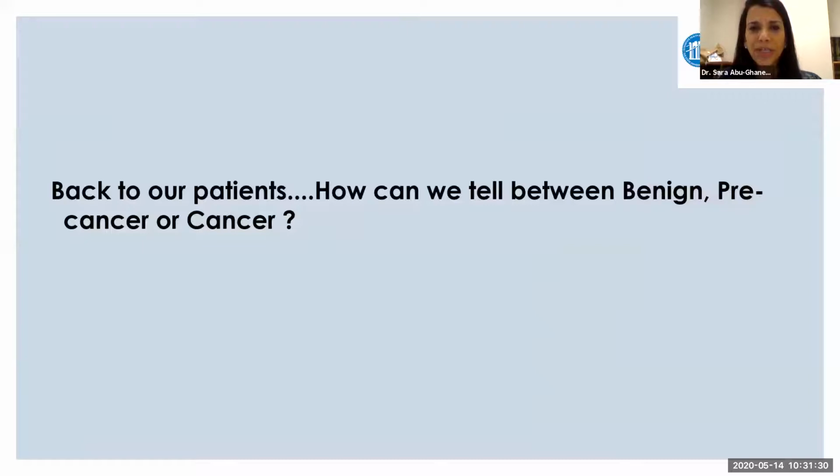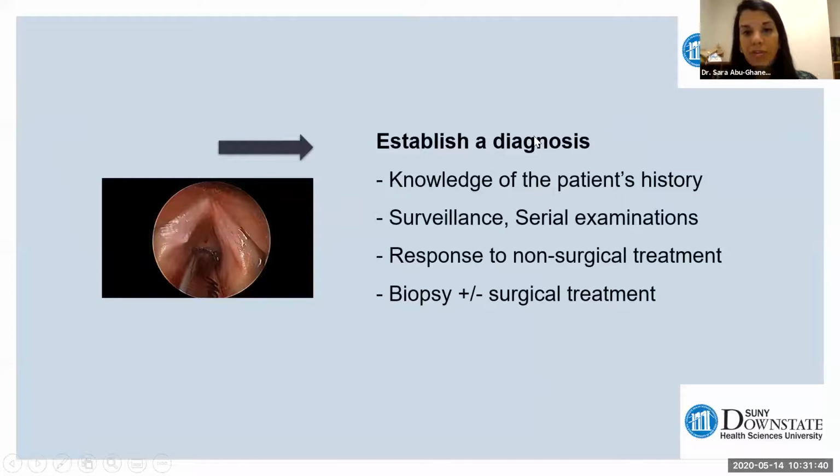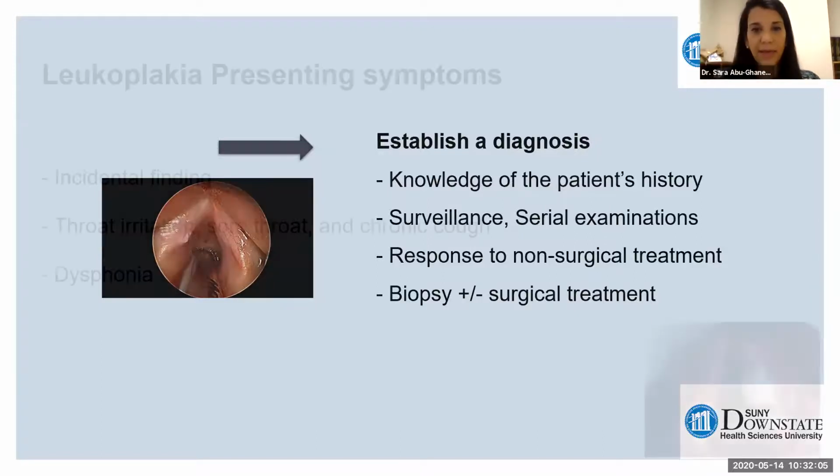So back to our patients. What do we do then? How do we differentiate between benign, precancer, or cancerous lesions? How do we know? In order to establish a diagnosis, we need to know the patient history. There are other options, like continuing follow-up with serial exams. We can treat patients with different medications or send them to voice therapy and see if there is any response or change in the lesion, and then biopsy and surgical treatment. Of course, everything is done when indicated.